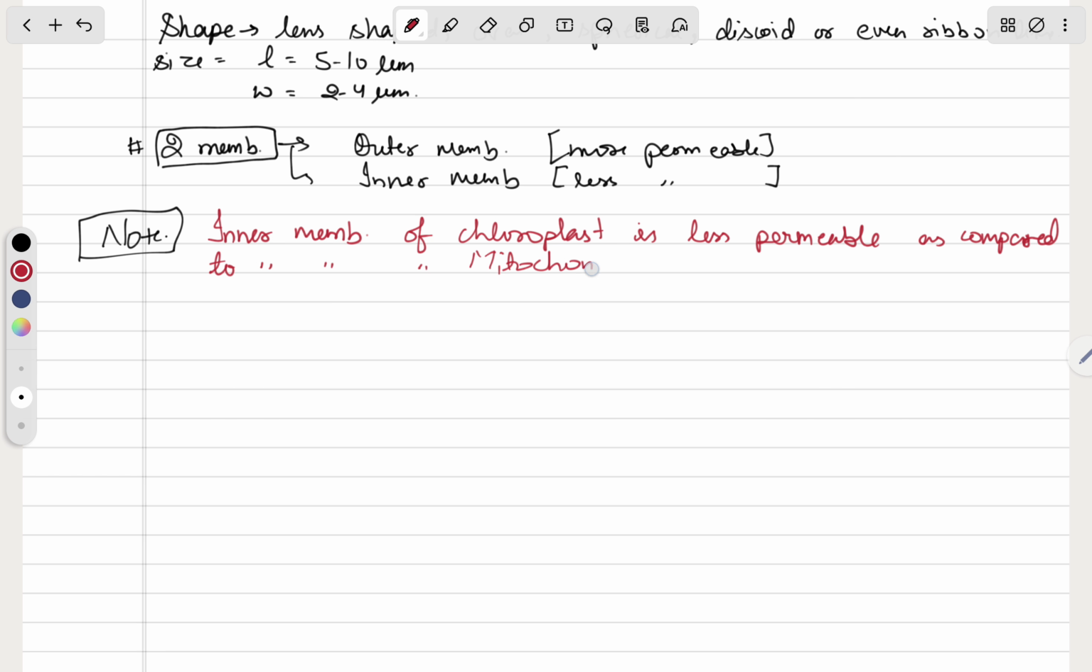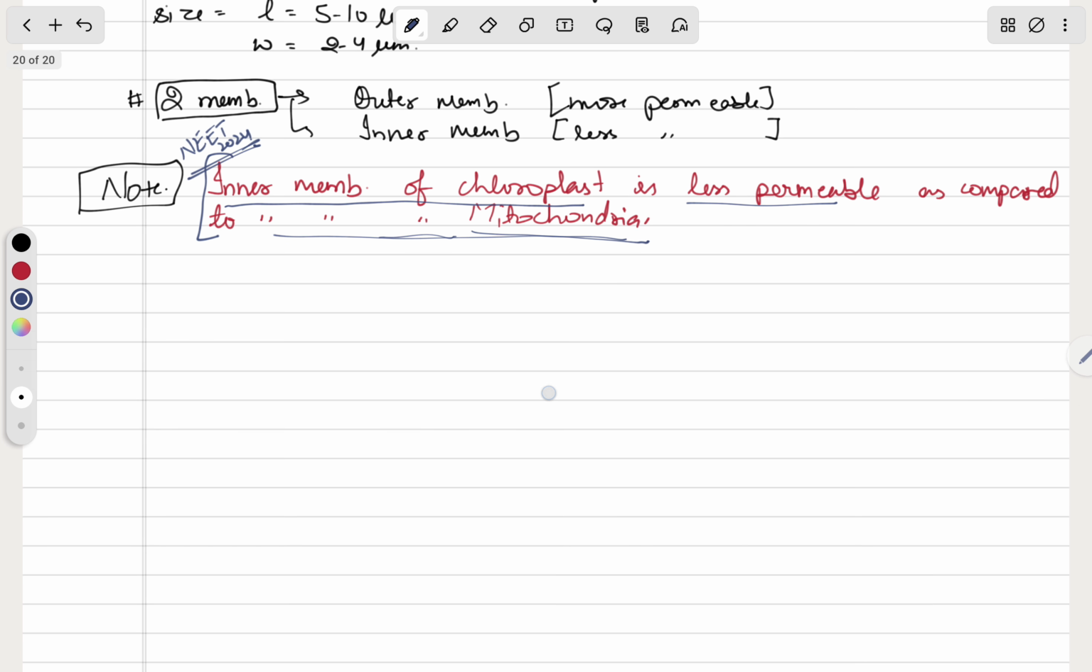mitochondria. Now this point is very very important. This statement as it is came in NEET 2024, right? The inner membrane of chloroplast, if we compare it with the inner membrane of mitochondria, is less permeable, or we can say the inner membrane of mitochondria is more permeable than that of chloroplast, because mitochondria has to transport a lot of compounds like NADH for respiration. So the inner membrane of mitochondria as compared to chloroplast is more permeable.